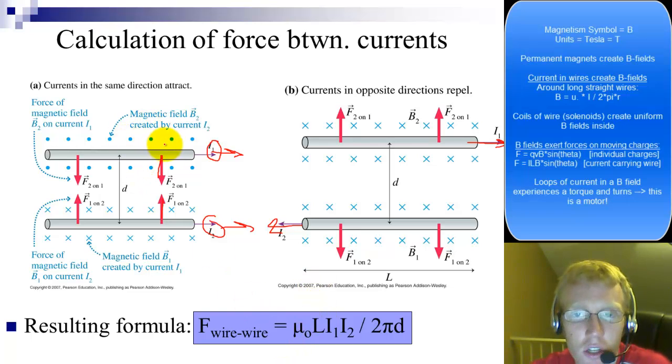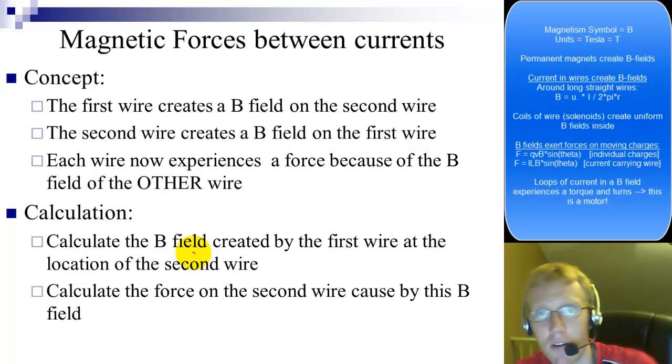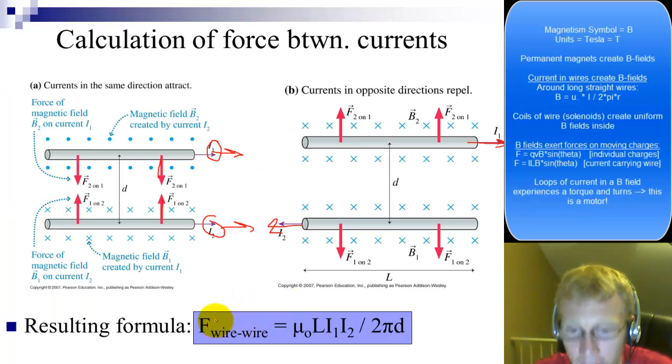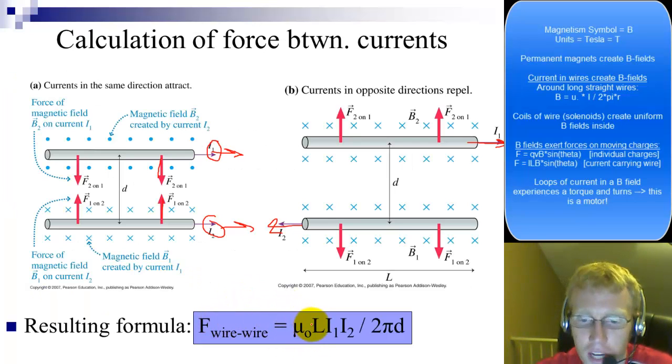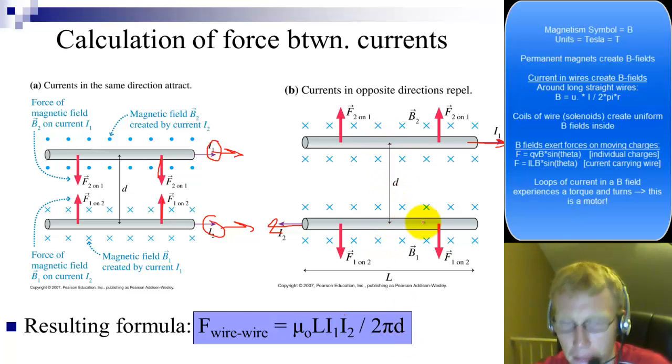And I encourage you to go through the math to get this, or ask in class, and I'll show you how we can derive this formula based on the formula for the magnetic field created around a current carrying wire, coupled with the force on a wire in a magnetic field. Anyway, the force is the mu naught value times the length of these two wires, times the current in the first one, times the current in the second one, divided by 2 pi times d, or r, which is the distance between them, or the radius from here to here.